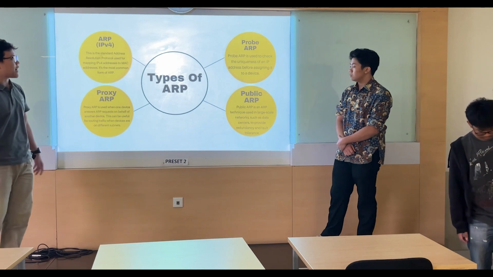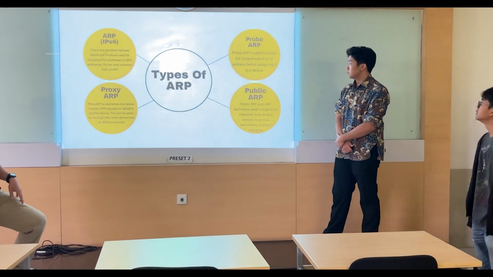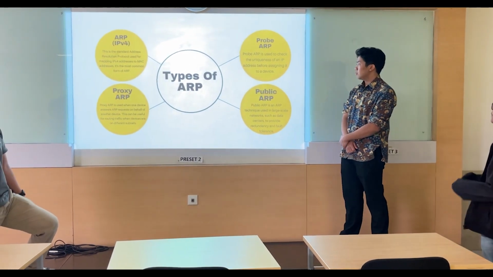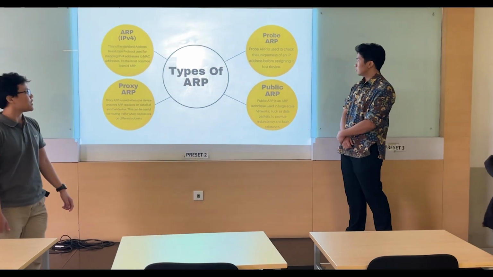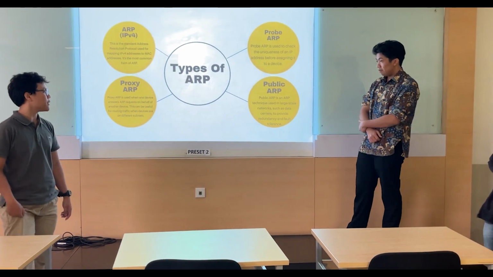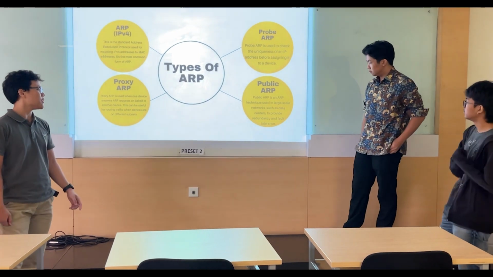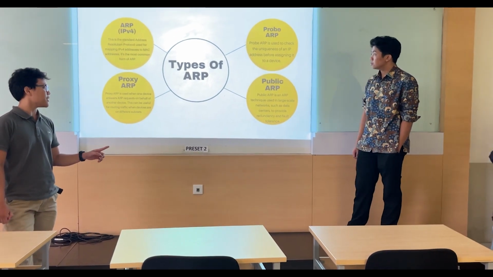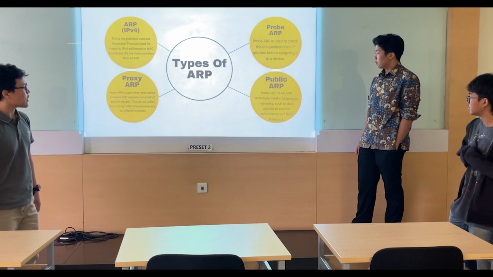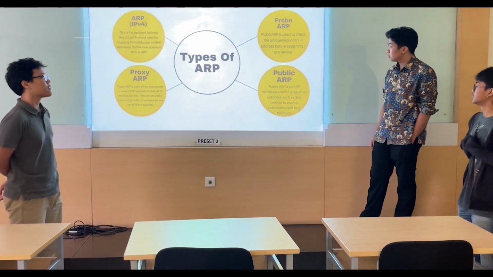And we have probe ARP. Probe ARP is used to check the uniqueness of an IP address before assigning it to a device. And then the last one we have is public ARP. Public ARP is an ARP technique used in large-scale networks such as data centers to provide redundancy and fault tolerance.